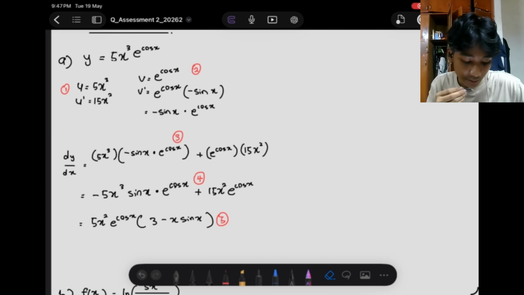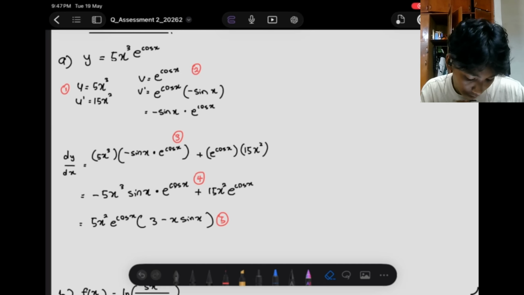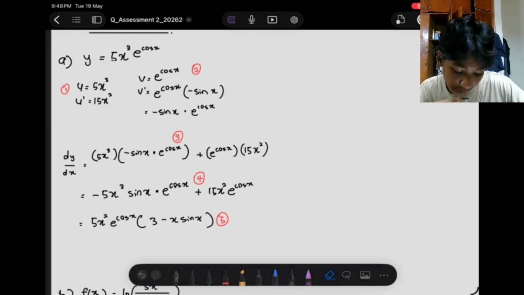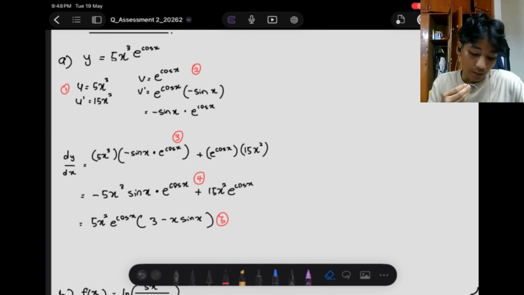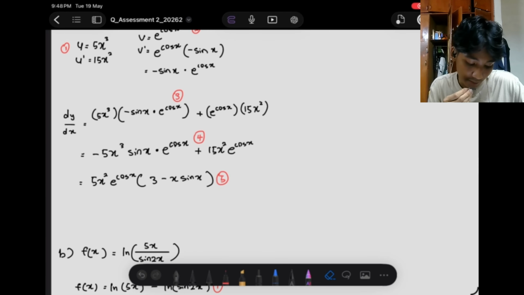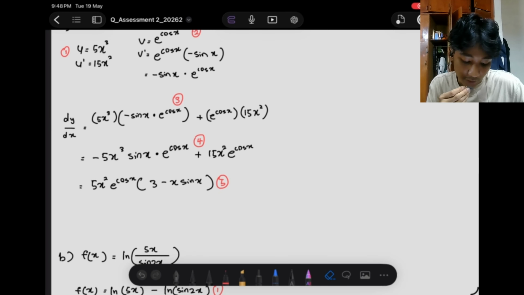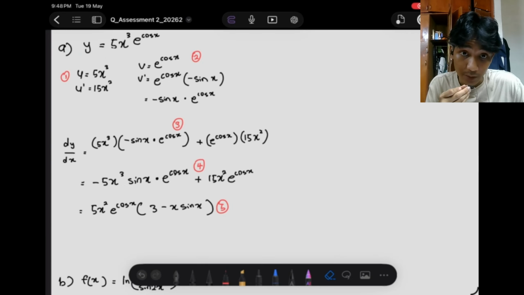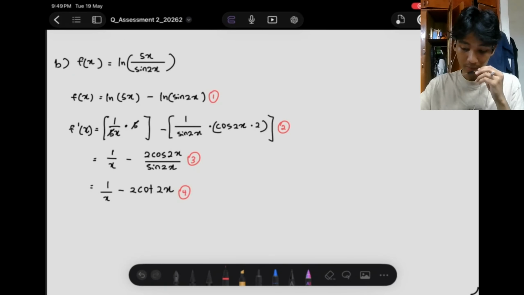The step 3 formula is dy/dx equals u times v prime plus v times u prime. After we apply the formula, we expand the bracket in the fourth step, and finally for the final answer we simplify it by pulling out the common factor outside the bracket.